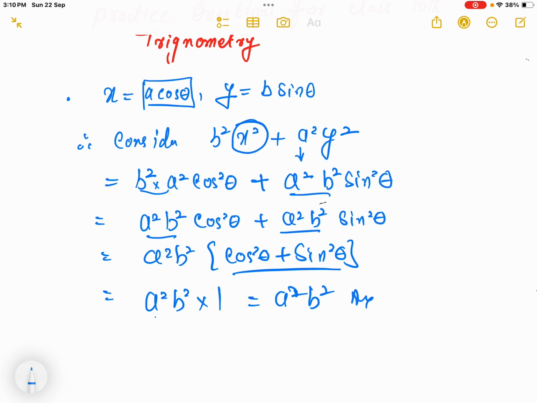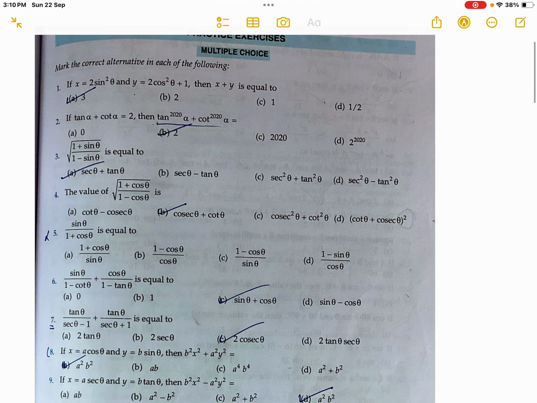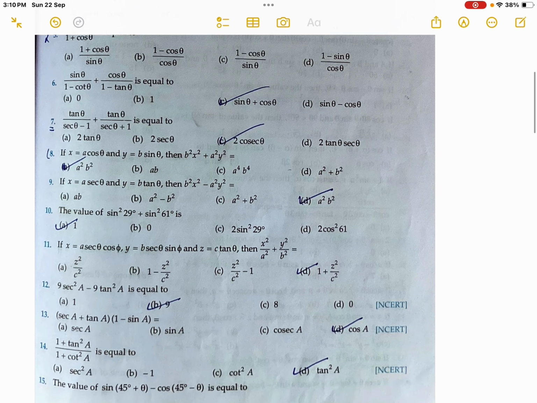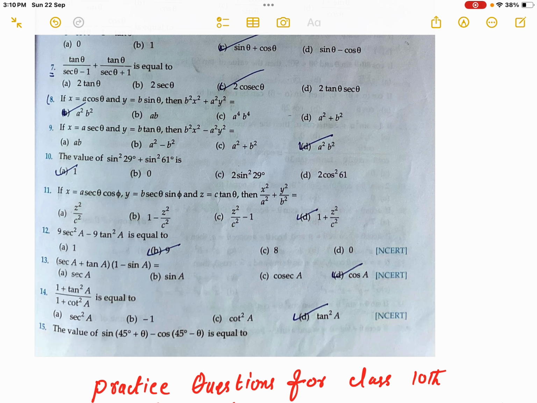So that's the correct option. So question number 8 I have also solved. The first option is correct. The rest of the questions you can try. You can take the screenshot, or I can make one more video of the rest of the questions.